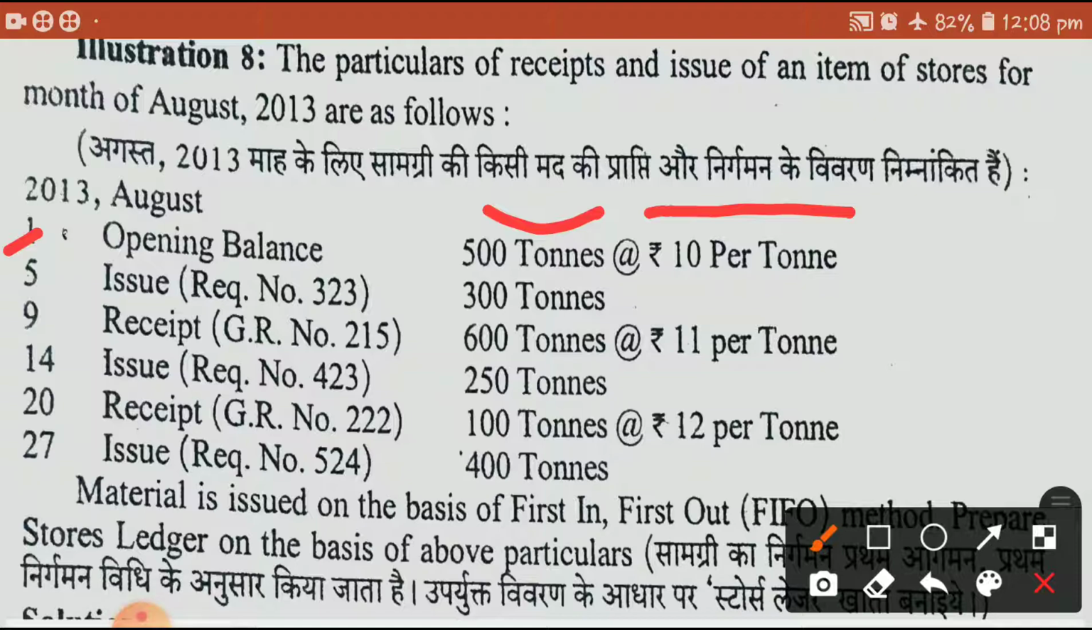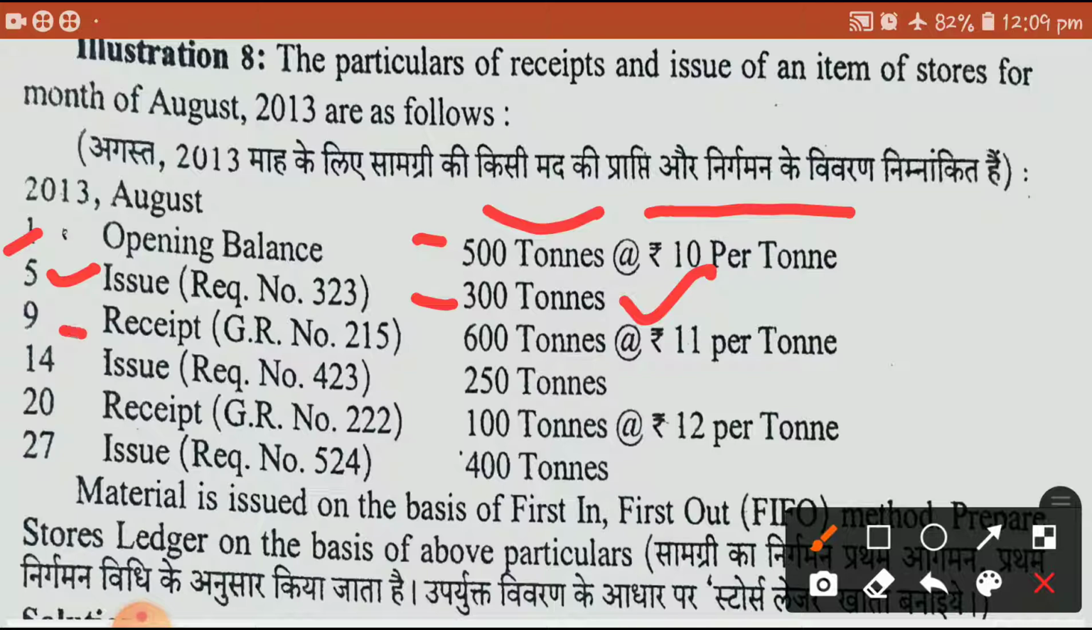Now, you have to consider the date at every point, because you will issue date wise. The first order you received, that should be issued first. So on the 5th you issue 300 tons. Now see, here no rate is given. While receiving or purchasing, you will be given the rate, amount, or per ton or whatever it is in the question, but while issuing you will not be given these rates, because you have to calculate them. And how will you calculate? You don't have to calculate actually, you have to assume that these 300 tons are issued from those materials which were received earlier.